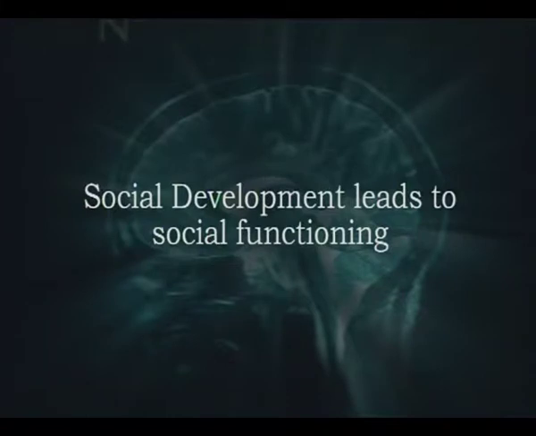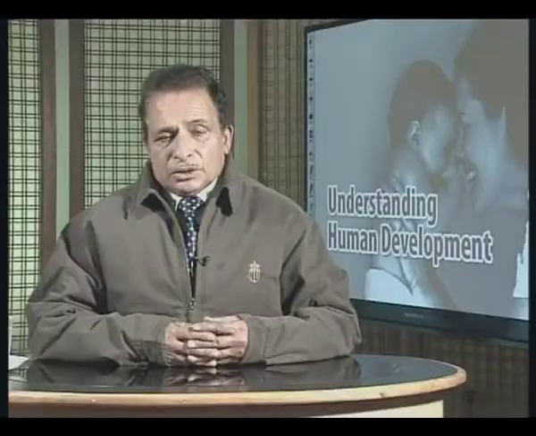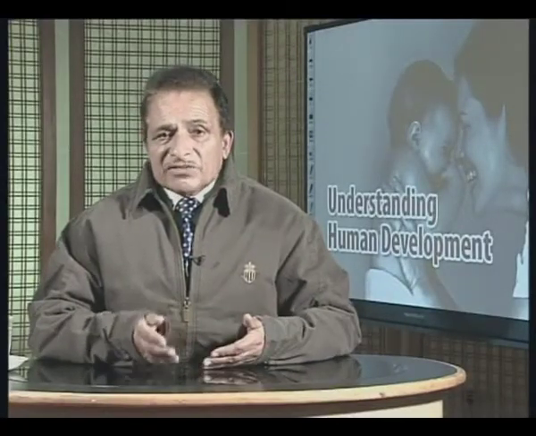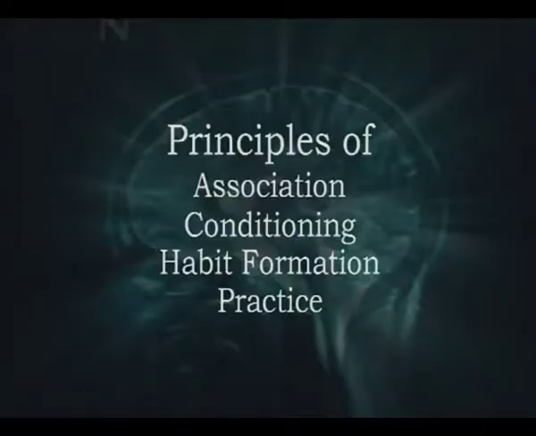Social development starts while the child learns to function socially. So it is in a way social functioning, and its result is known to us, that is behavior. And these social conditions are imbibed, internalized by the child on the same principles which you are familiar with, that is principles of association, conditioning and habit formation or practice. So these principles, even these laws, govern our social behavior within a particular social phenomena.